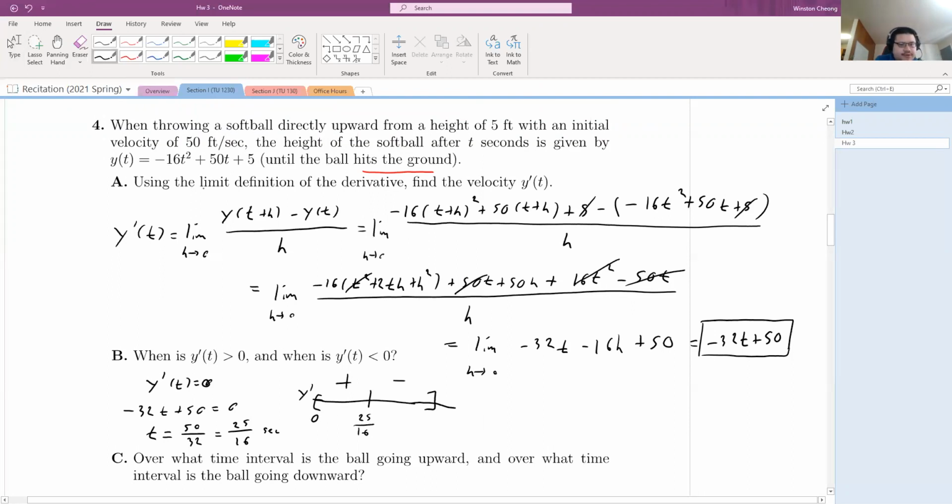Just to make sure, we kind of need to solve for y of t equals 0. So solve this. Who can tell me how we would solve this, right? This is just some quadratic. So how do we solve a quadratic? How do we find the roots of a quadratic?